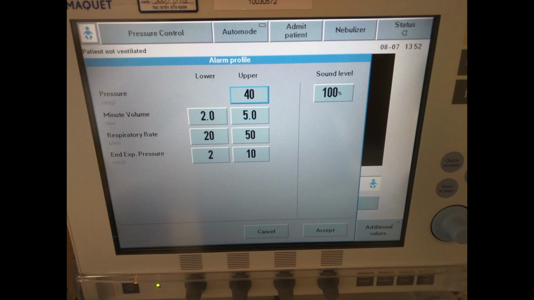So in this menu you have to set an upper limit for the pressure. You need to set an upper and lower limit for minute volume, respiratory rate and PEEP. So if your ventilator is already alarming, you'll see which of the parameters is causing the alarm, because it'll have a bell symbol beside it, so you can adjust those to start with.